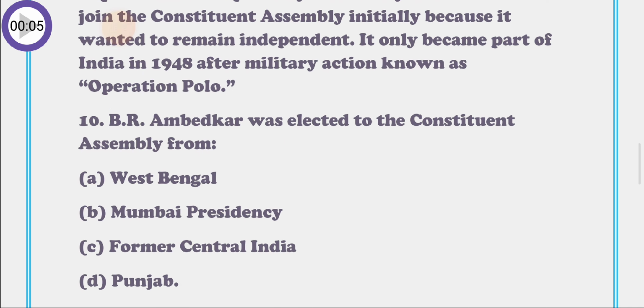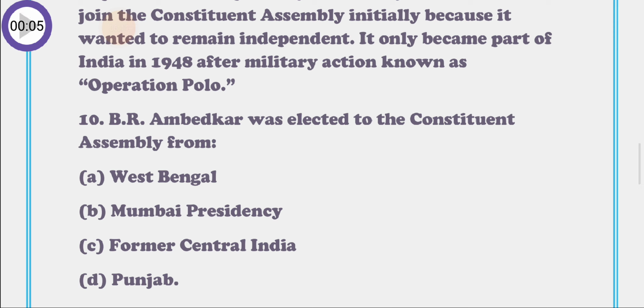Question number 10. B.R. Ambedkar was elected to the Constituent Assembly from A. West Bengal, B. Mumbai Presidency, C. Former Central India, D. Punjab.